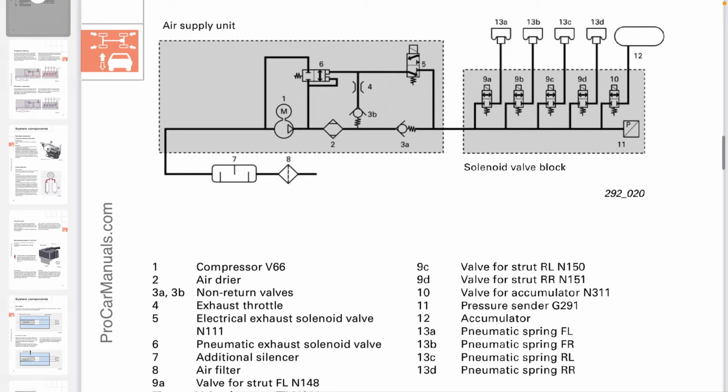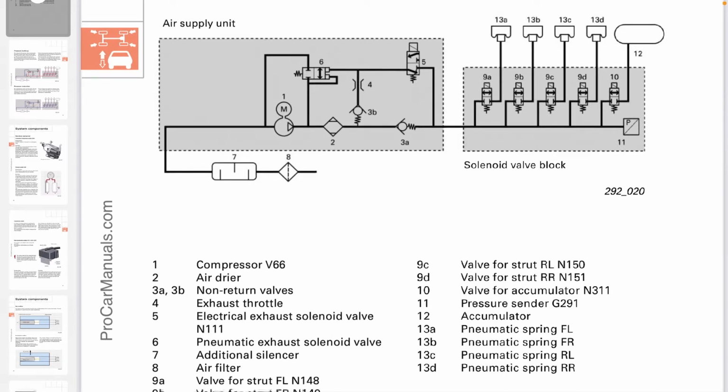So starting from the beginning, we have the 8, the air filter, the silencer number 7, the 1 which is the compressor, and then the air comes through the number 2 and number 3A. There is a non-return valve. The air goes through the solenoid valve block. It is important to know that the air will fill the 12th accumulator first, and then the accumulator will fill the air springs.